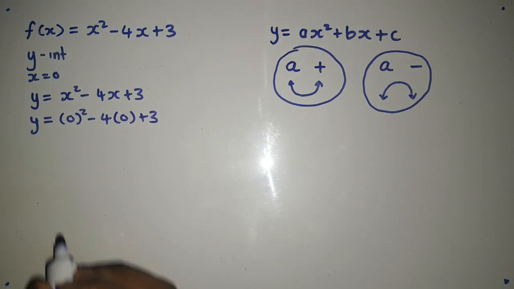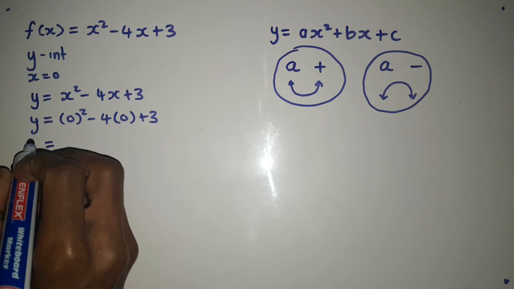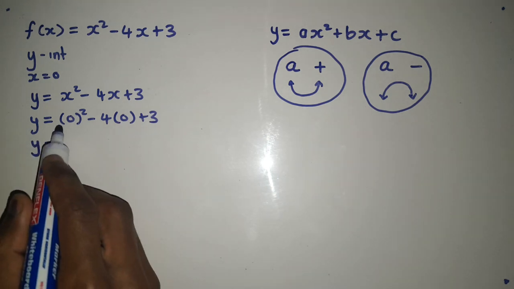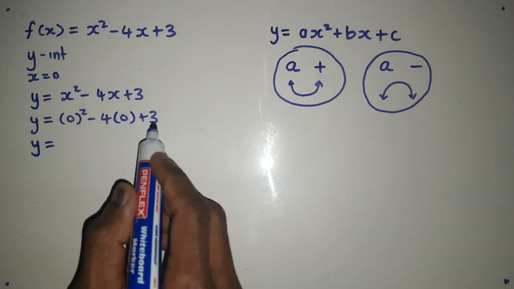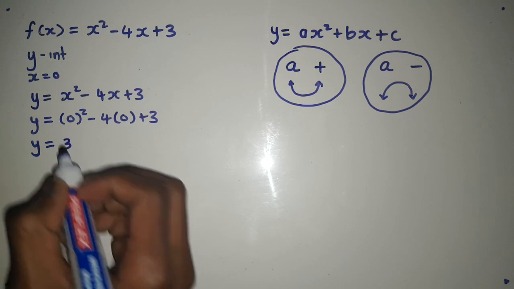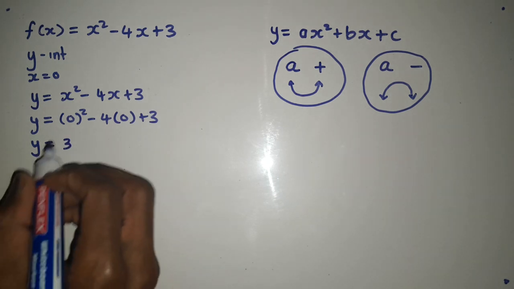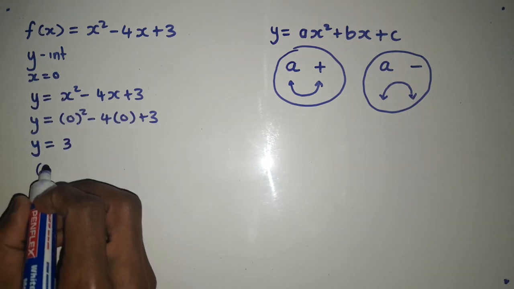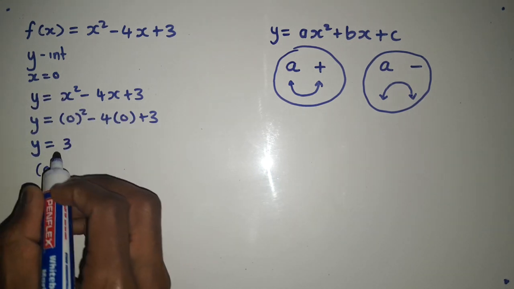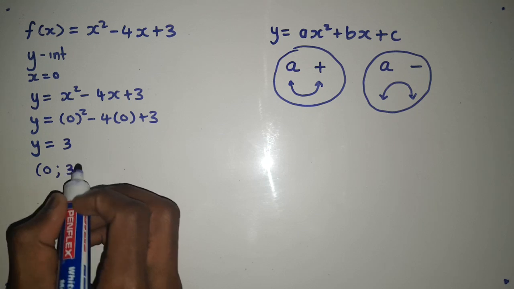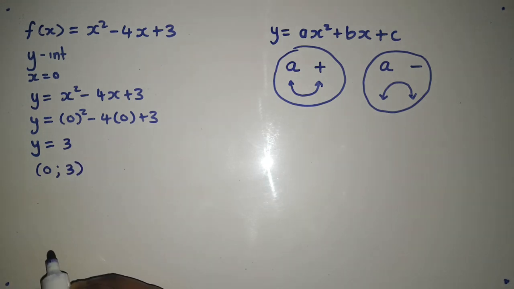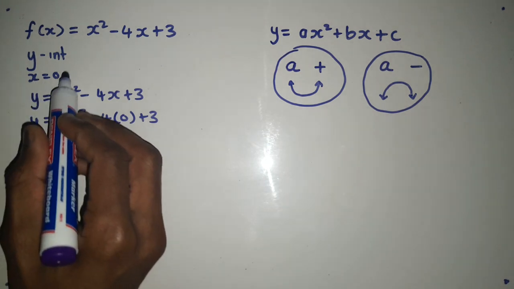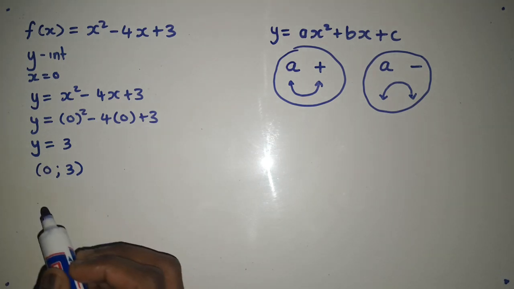This one is not difficult. You can take your calculator. It's going to be 0, 0, then finally 3. We know that for our x, we must write 0, then for our y, we write 3, because we set our x to be 0.